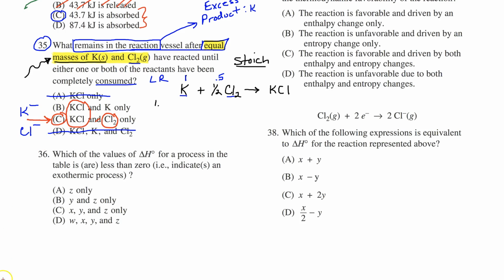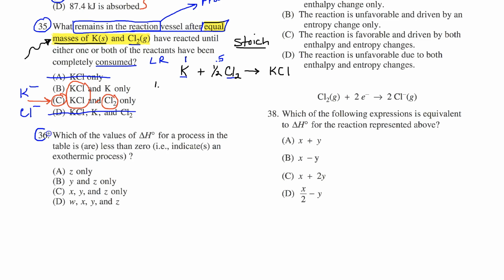On to 36. Number 36: Which of the values for the delta H for a process in the table is less than 0? They're very nice to you to help you understand that being less than 0 means that it's an exothermic process. We all should recognize that exothermic means that we have reactants becoming products and that we have energy or heat being released as one of the products.